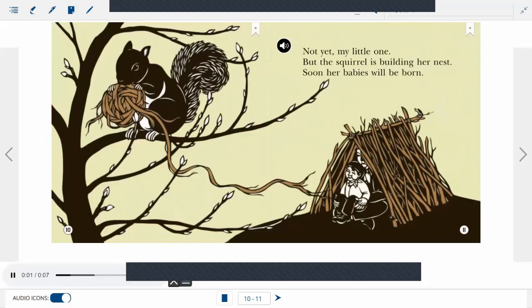Not yet, my little one, but the squirrel is building her nest. Soon her babies will be born. All right, the squirrel is building a nest. A nest is an animal home made of twigs and leaves.